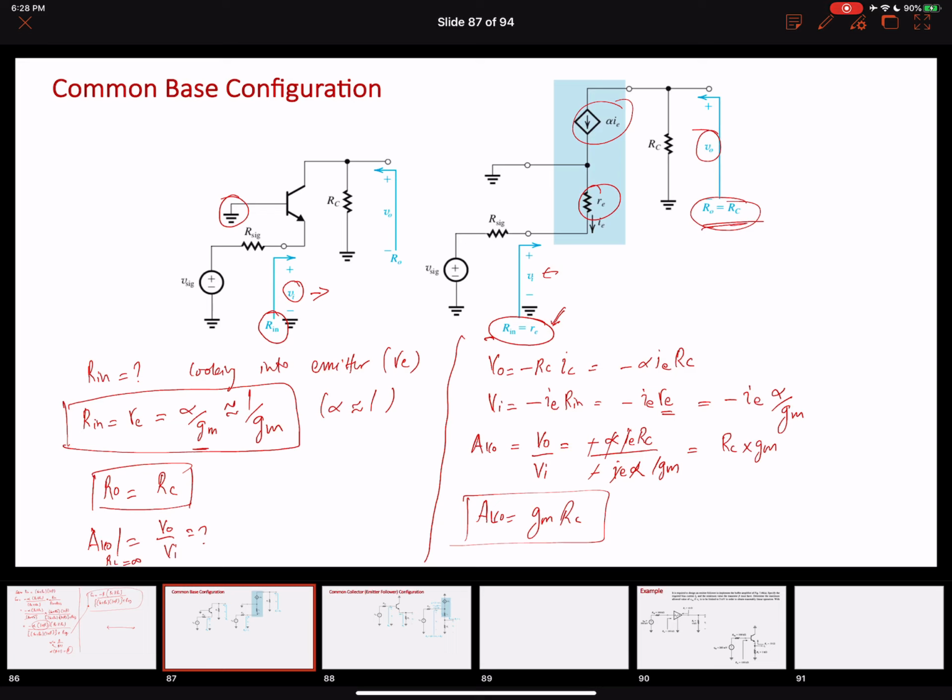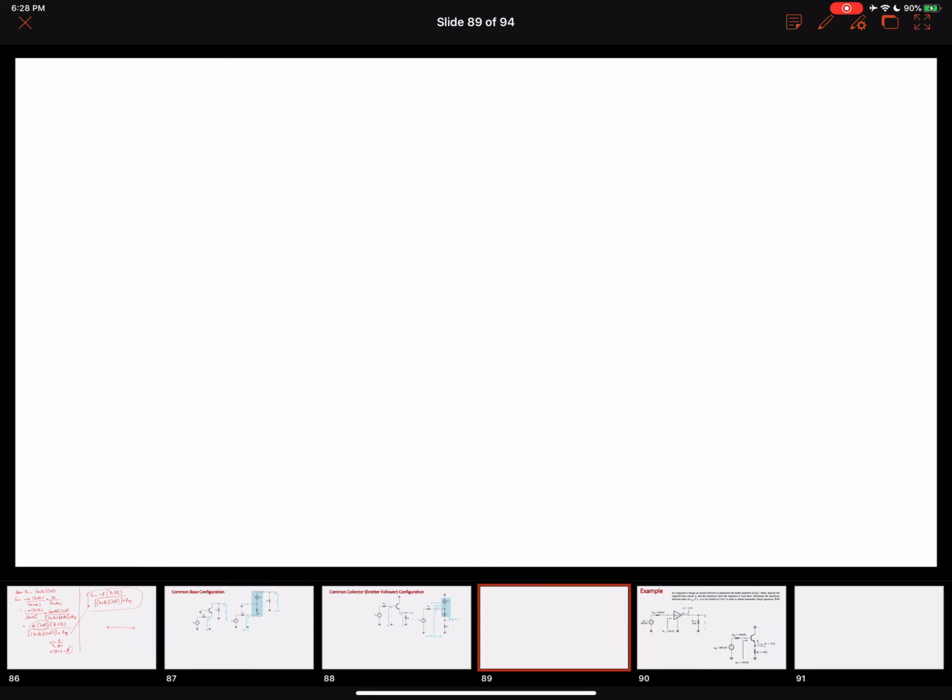What's the next thing that we want to do? We want to find the voltage gain with the load resistor connected, and the load resistor will be connected in parallel to RC. Okay.